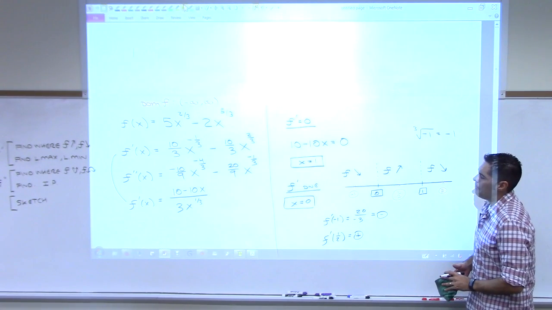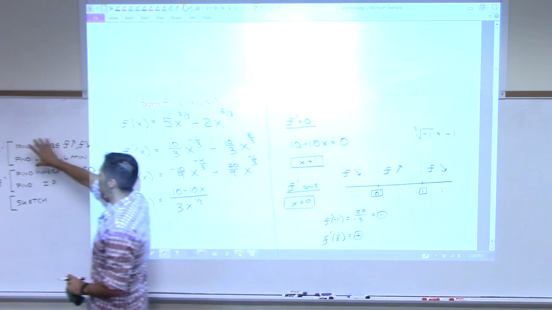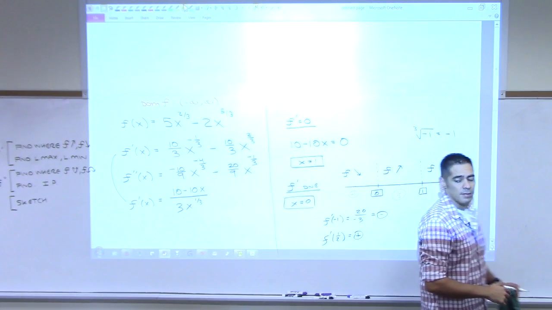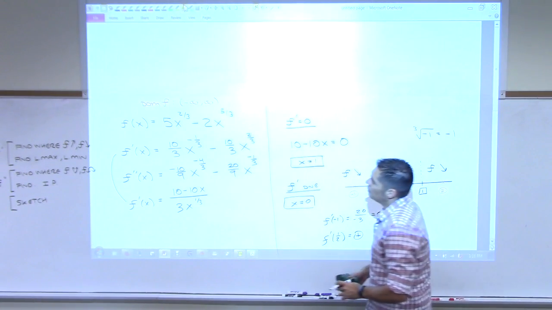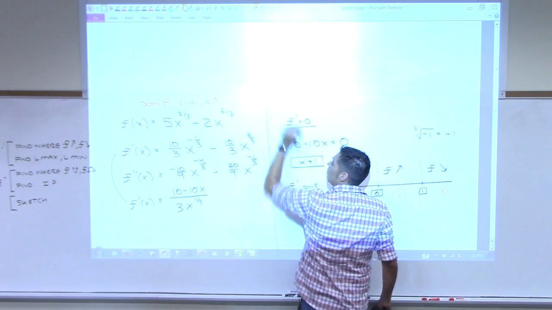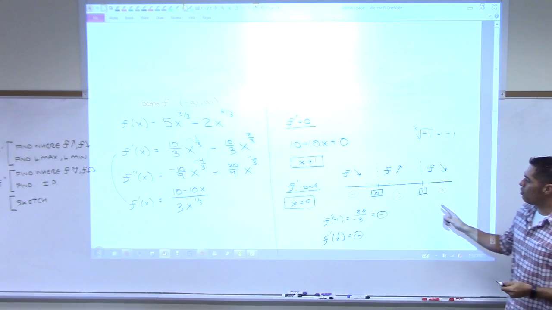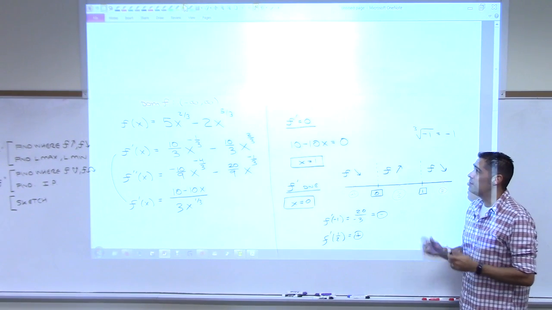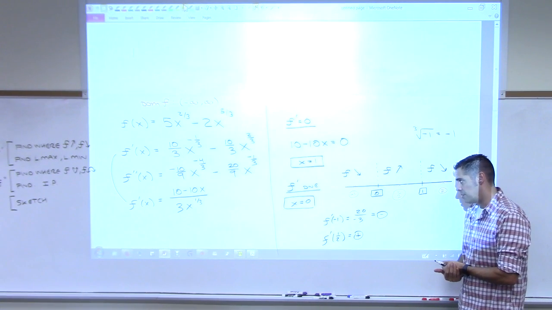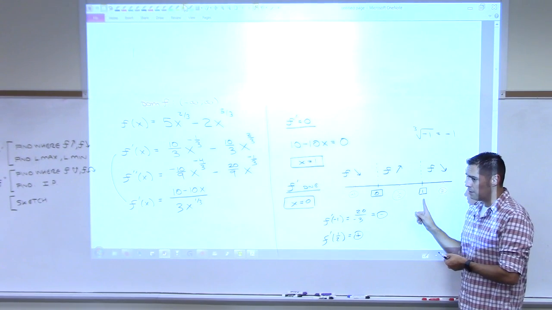All right, now, I think at this point I can answer this first section right here. Where is it going up? Where is it going down? What are its local max and mins? So let's do that. We know that the critical numbers are where the derivative is either 0 or undefined, yes. It turns out for us that it's undefined here and 0 here.